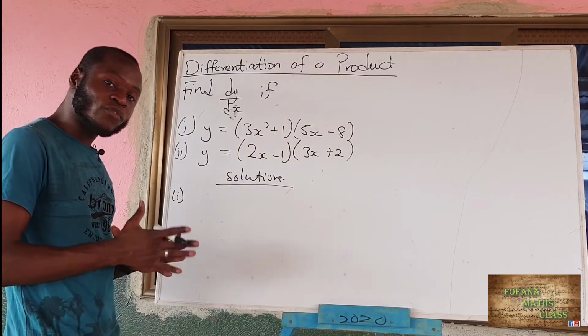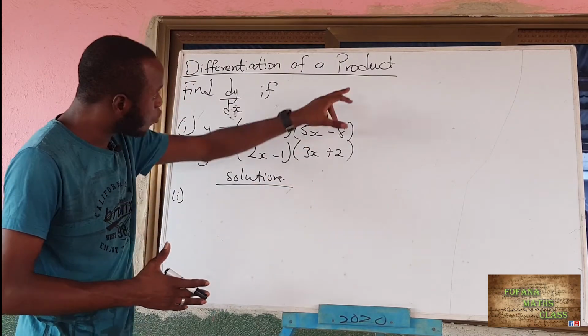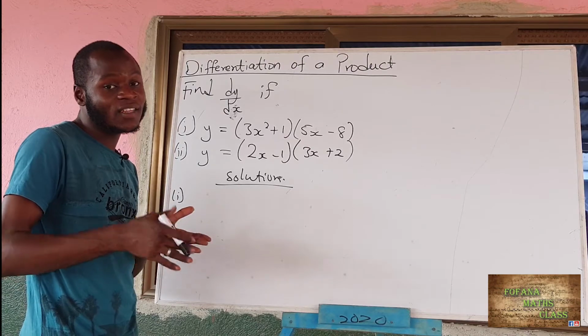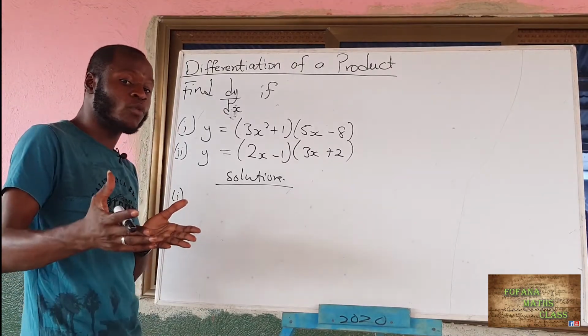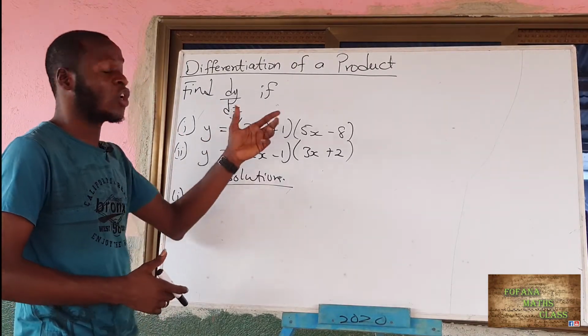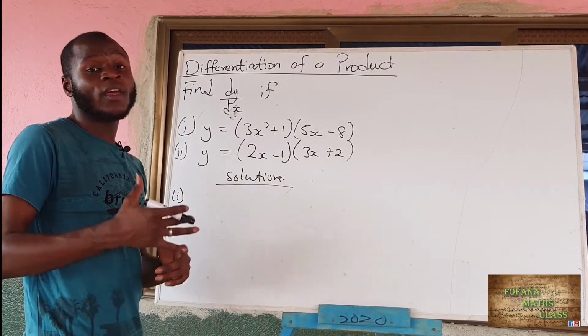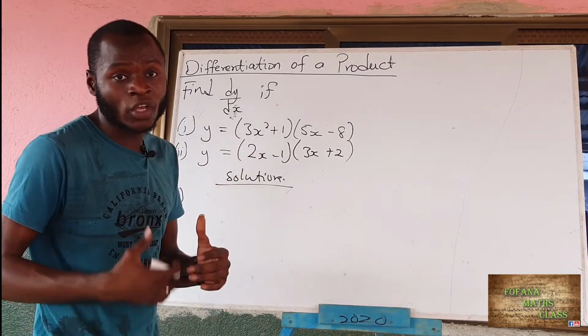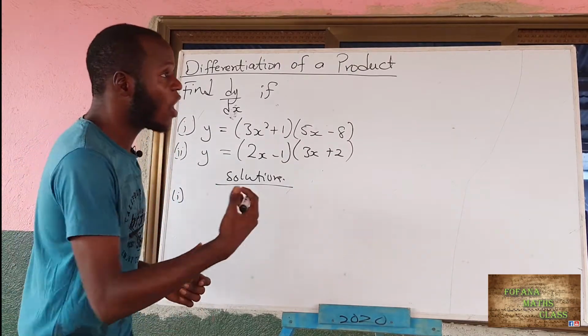So aside from using the normal product rule to solve this, there is a simple way. I'm showing you this simple way because in case you meet this in an objective test instead of in theory, and you want to move ahead and beat time, how do you solve this?